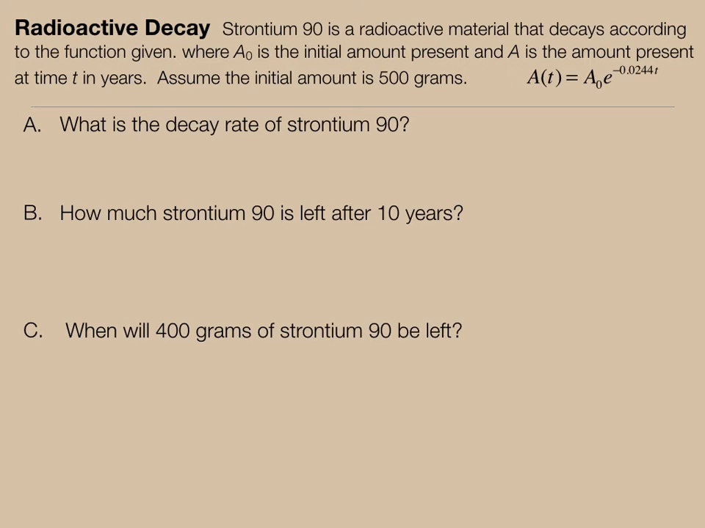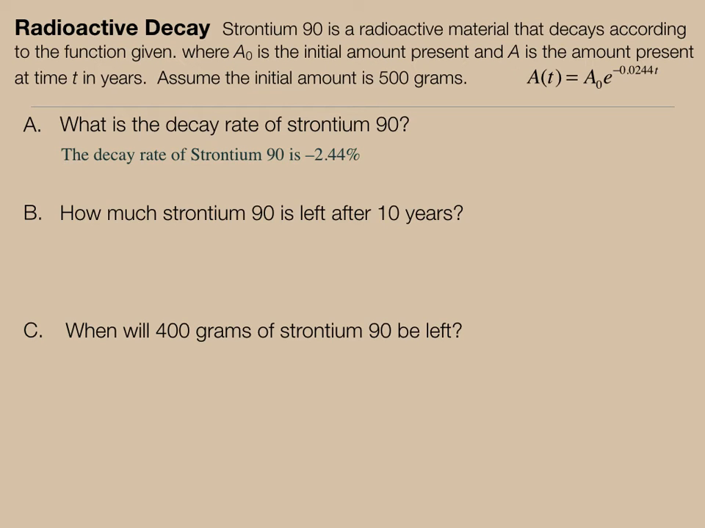So once again, we look to our given equation and we see that the decimal that's multiplying the t up in the exponent is negative 0.0244. So the negative indicates decay. I'm going to move my decimal 2 places to the right. The decay rate of strontium-90 is negative 2.44%. How much strontium-90 is left after 10 years?